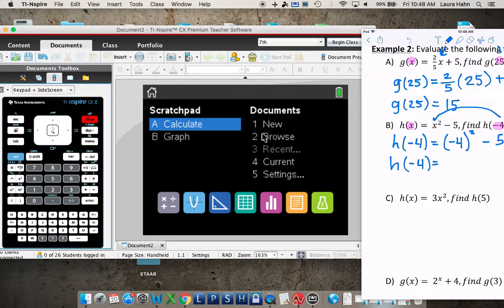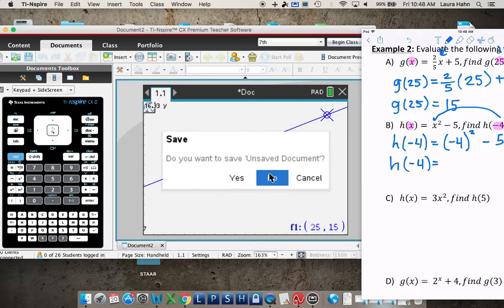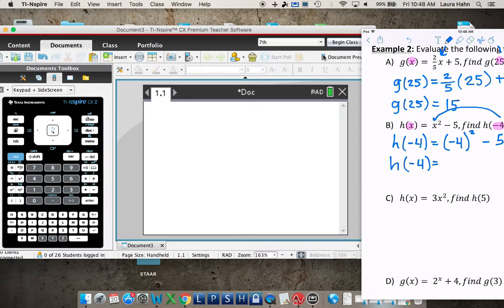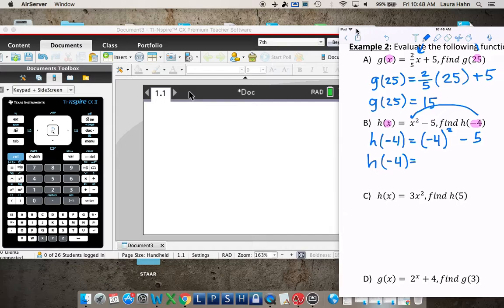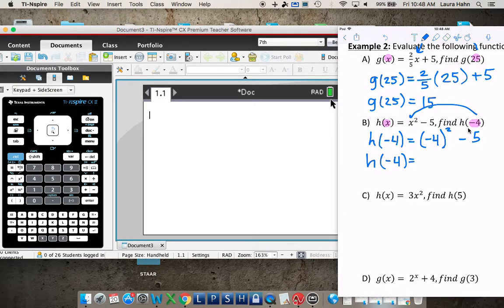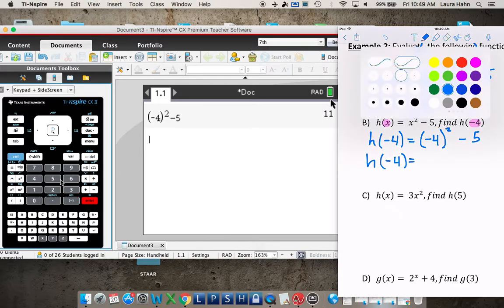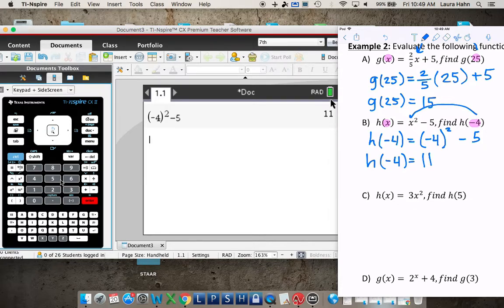All right, so let's go to the calculator. And I'm going to type in this guy right here exactly as I see it. So parentheses, negative 4, close parentheses, then I square it. This button right here will square it. Then I'm going to press minus 5. All right, so that's 11. So I know h of negative 4 is 11. So remember, this is how you read it: y equals 11 when x was negative 4.